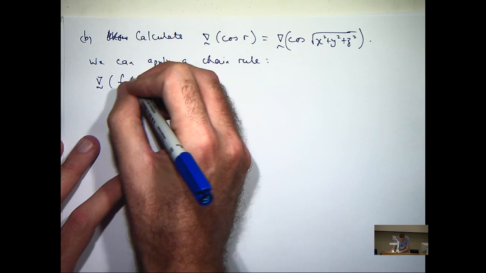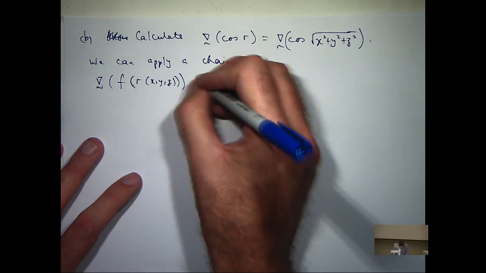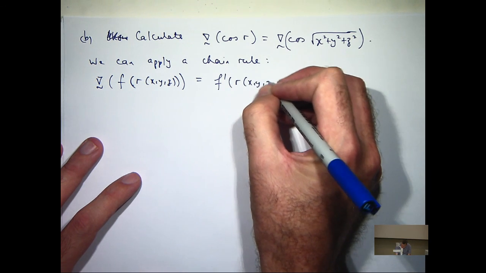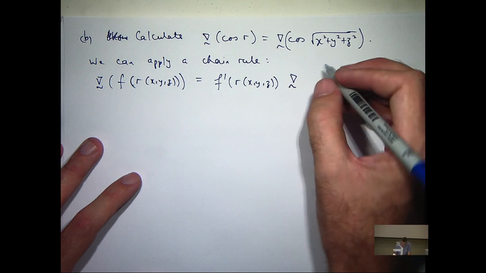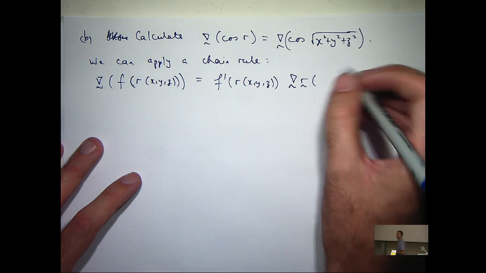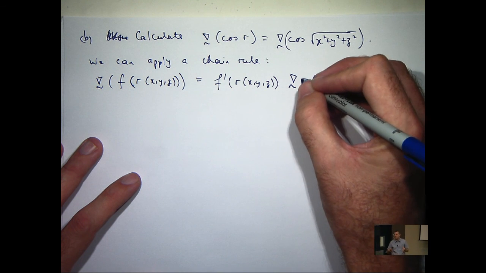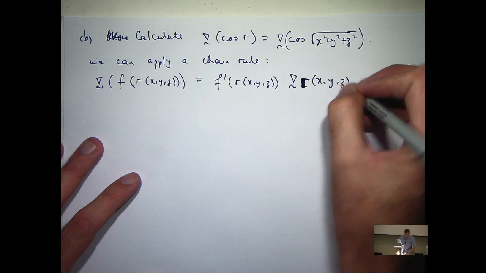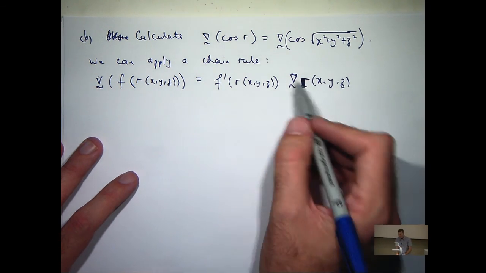So we've got a function of a function, f of r. Now that is just f prime of r times gradient r. Oops, sorry, there's no tilde there. Okay, so you've got a scalar function multiplied with a vector.